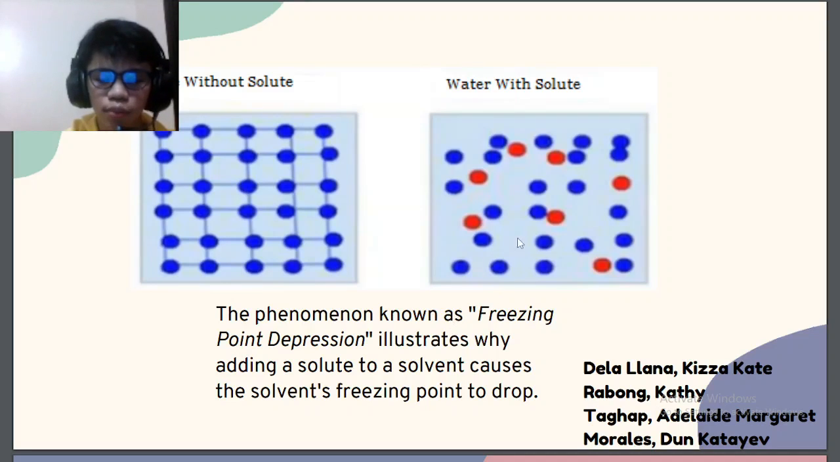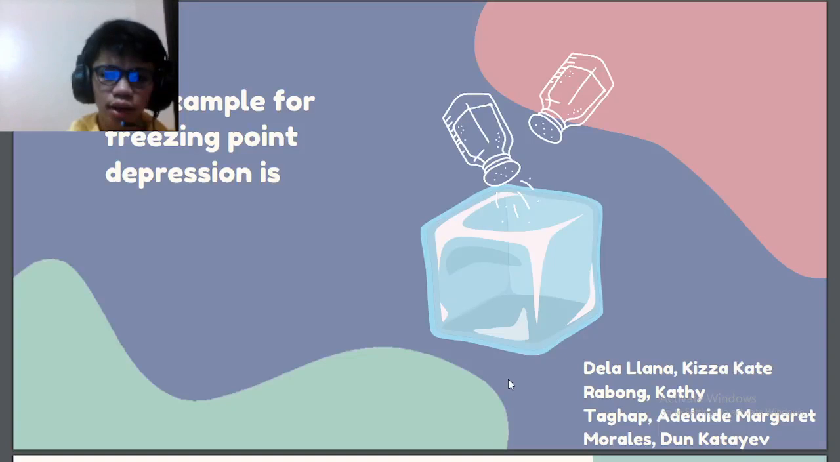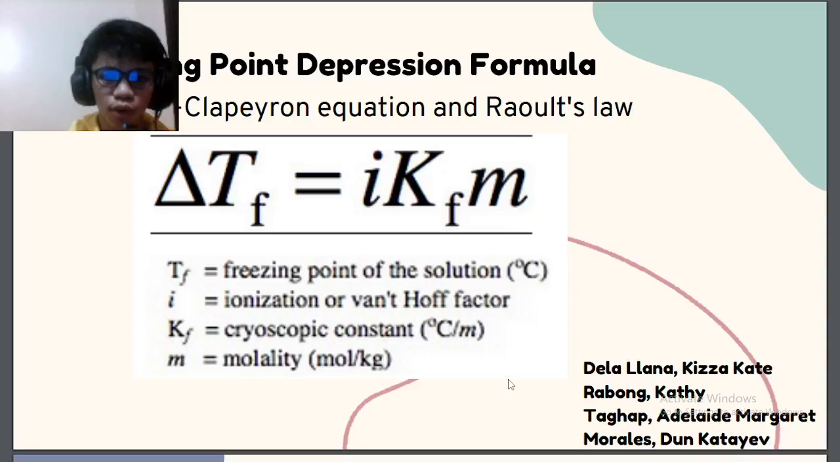So this is a broad explanation on why adding a solute to a solvent causes the solvent's freezing point to drop. Now a good example of this, and an example that we will use to solve a problem later, is salt and ice. So our formula would be delta Tf, the freezing point depression of the solution, is equal to i, the ionization or Van't Hoff factor, multiplied by Kf, or the cryoscopic constant, multiplied by the molality.